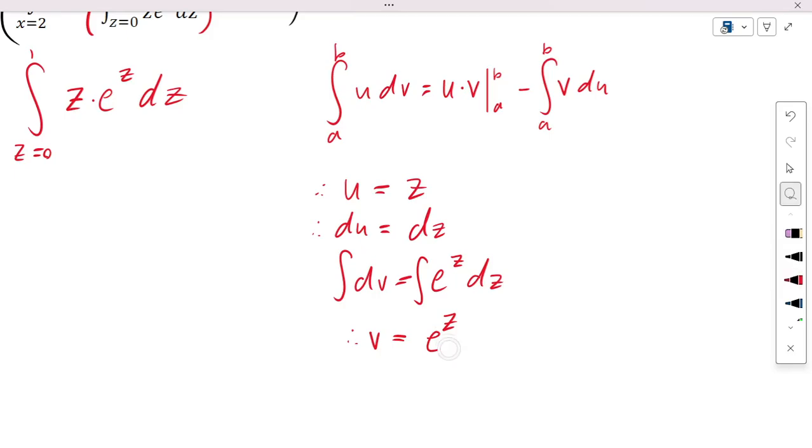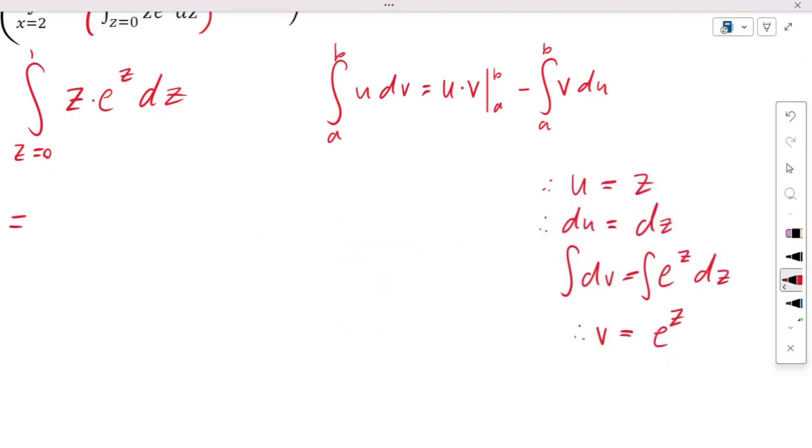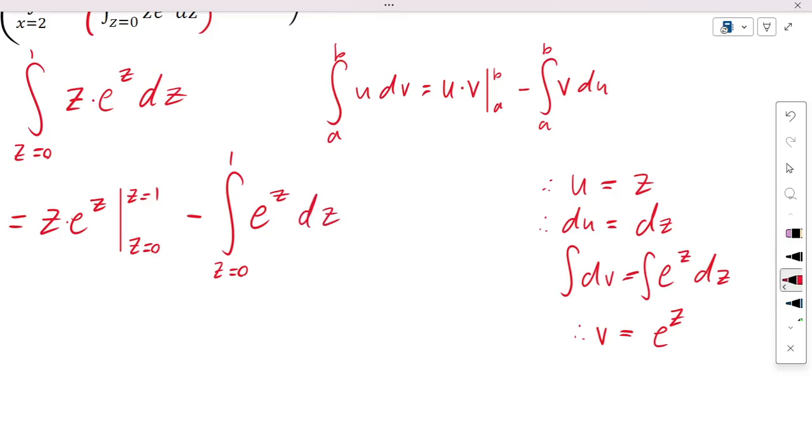Okay, so I'm just gonna quickly move this out of the way so that we can have some space. So this is just gonna be equal to u times v. U is equal to z, and v is equal to e to the z. And this is evaluated from z equals 0 to z equals 1. And this is minus the integral from z equals 0 to z equals 1. Okay, and then what we're going to have over here is v is equal to e to the z, and then we're going to have it with respect to du. What is du equal to? Du is equal to dz. So we're going to have it with respect to z. That's perfect. That's exactly what we want.